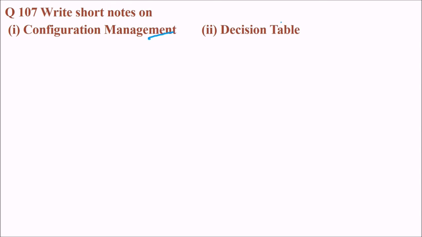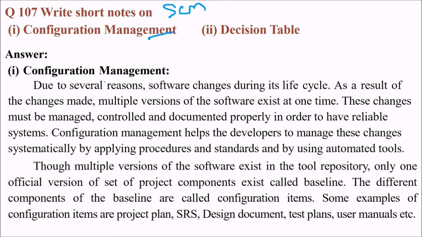Write short notes on configuration management and decision table. So configuration management is basically change management, a document control kind of thing, and it is an umbrella activity. Due to several reasons, software changes during its life cycle. As a result of these changes, we have multiple versions of the software existing at one time. So these changes must be managed, controlled and documented properly in order to have a reliable system.